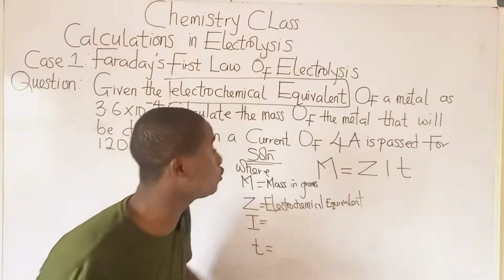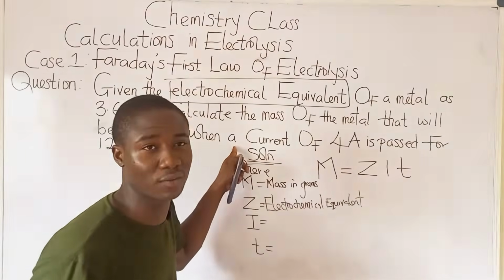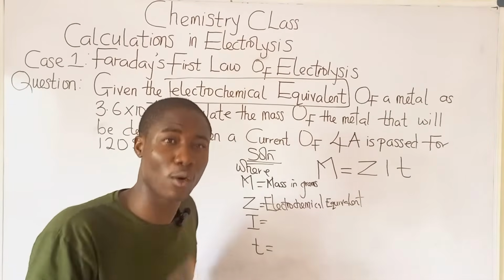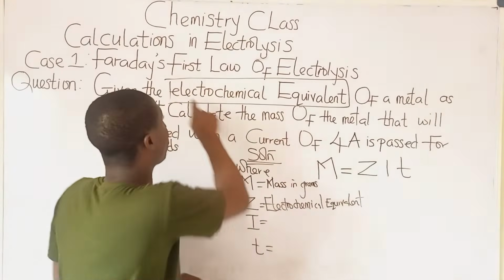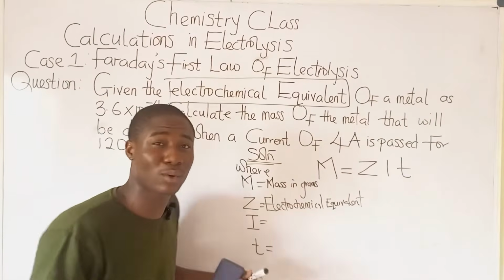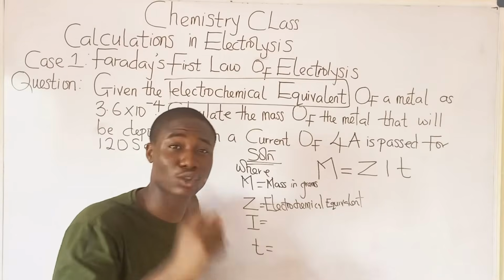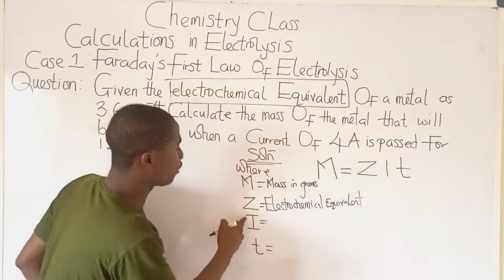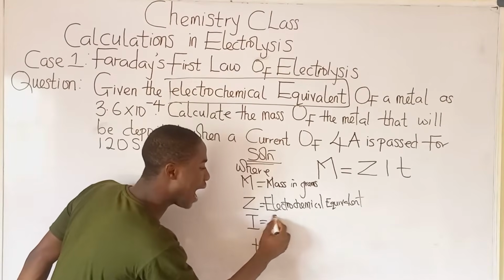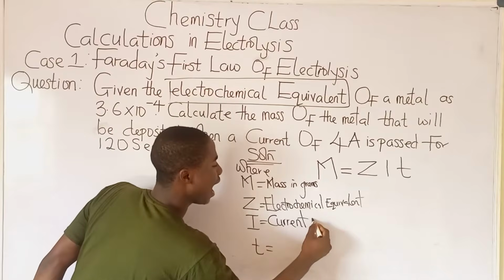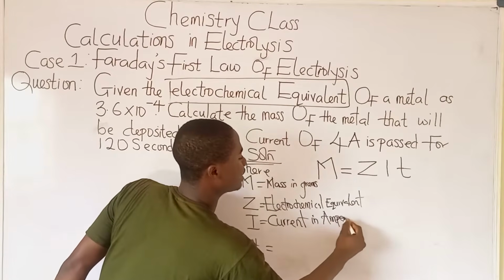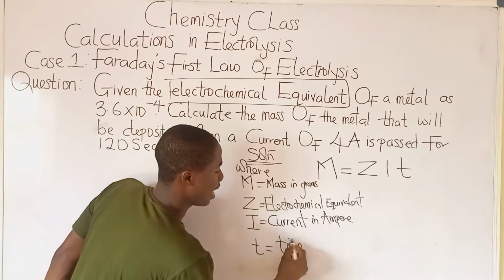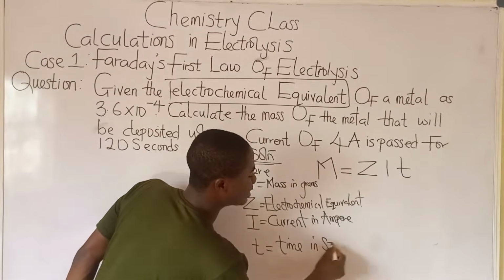Now you might be wondering, how do I know that this is the formula I have to use to solve this question? You must take note that whenever you are solving questions on electrolysis and you see the term electrochemical equivalent in any question, your mind should go to this formula. Then I is called current, and current must be expressed in amperes, whereby T here is time, and time must be in seconds.